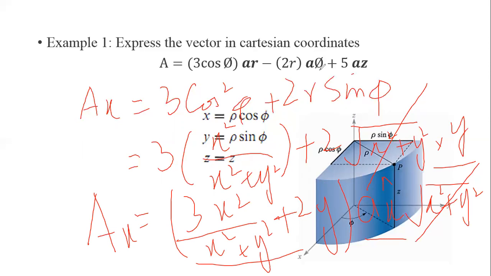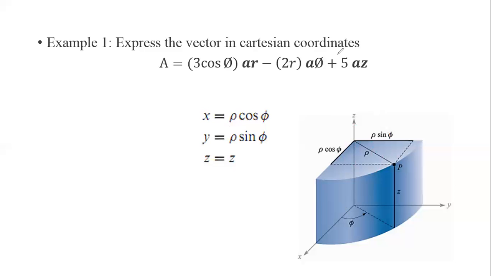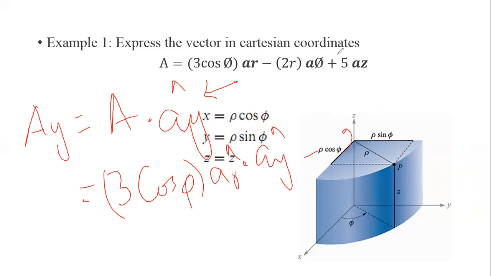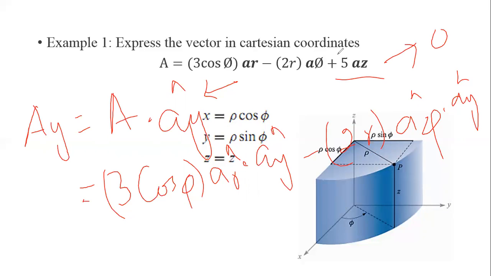Now how can we find the AY component? So AY will be equal to this equation dot its unit vector. So we will get 3 cos phi AR dot AY minus 2R A phi dot AY, and AZ dot AY results in 0, so this term will be 0. So we have to find AR dot AY and A phi dot AY.